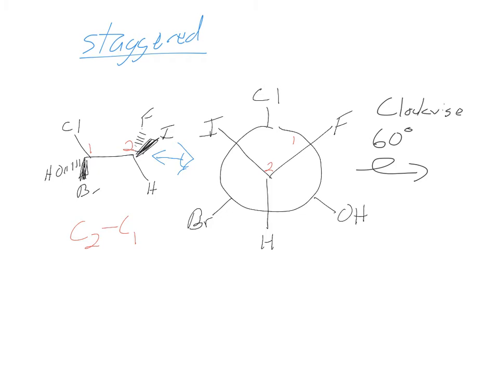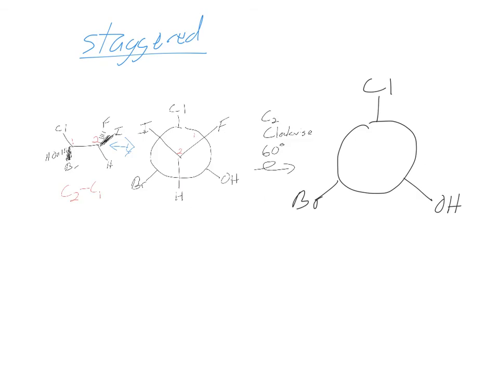And let's rotate 2. C2 clockwise 60 degrees. Okay. So we rotated clockwise 60 degrees. That's what that angle would be right there. Right, 60 degrees. So if we were staggered before, after a 60-degree rotation, we're going to become eclipsed. Right? So we draw this like so. So these things are eclipsed. So everything moved to the right 60 degrees.